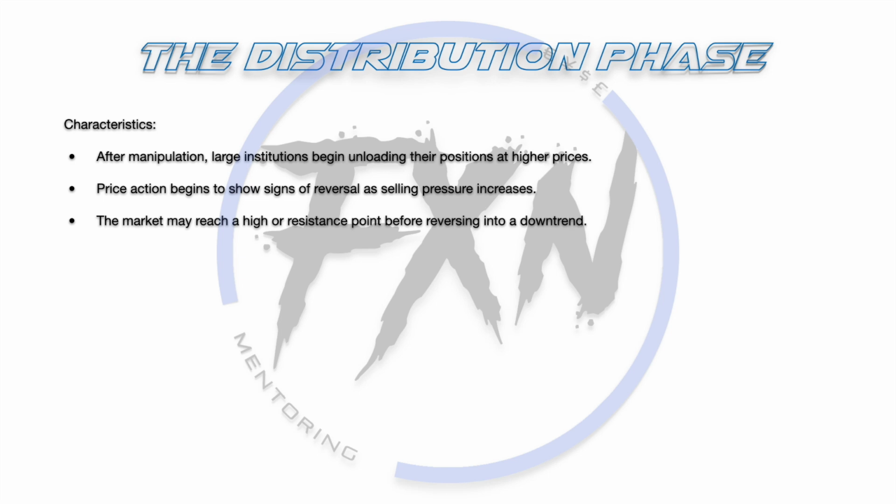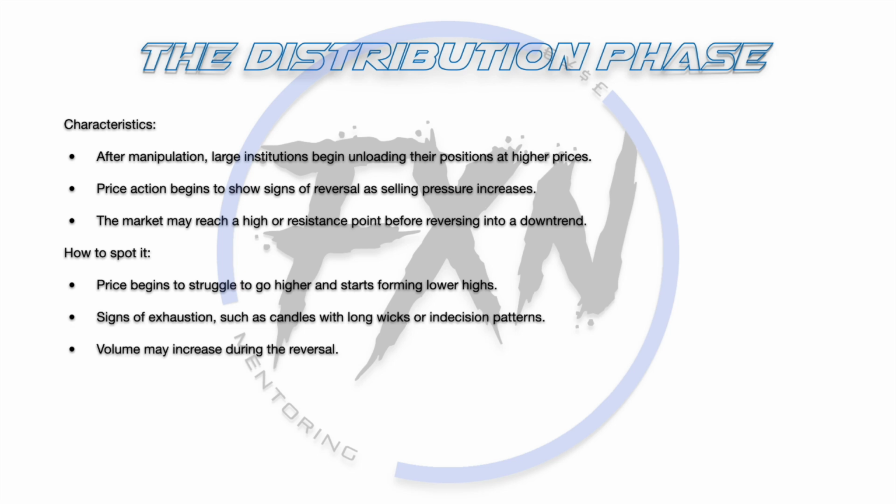Now in distribution, you'll notice that price is struggling to move higher. It will form lower highs and start showing exhaustion. Momentum indicators like RSI will start to show divergence, indicating that the market's momentum is weakening, even though price is still rising. This is the phase where the large players exit their positions. If you can spot the signs of distribution early, you can trade the upcoming reversal with high probability.